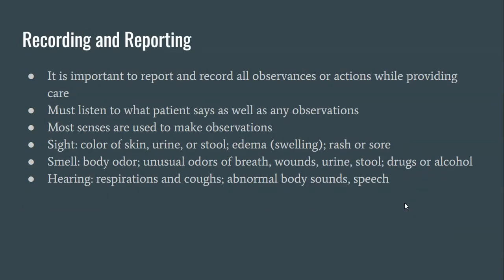Now that we've talked about the communication process and potential barriers, let's look a little bit about how we're going to record and report. So how are we keeping track of things? You want to write down everything. If it's not written down, it didn't happen. You need to make sure that you're listening to what the patient says, but also paying attention to any observations. We can use our senses to discover pretty much anything.